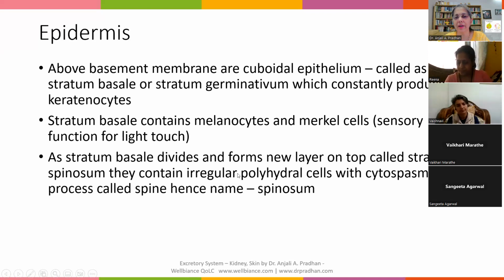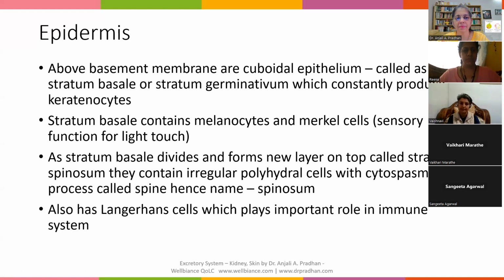As stratum basale divides and forms a new layer on the top called stratum spinosum, they contain irregular polyhedral cells with cytoplasmic processes called spines, hence named spinosum. They form spine-like structures. You remember this, they form the spine-like structures and hence the name. It has immunological cells, so they play an important role in protection, immunology.